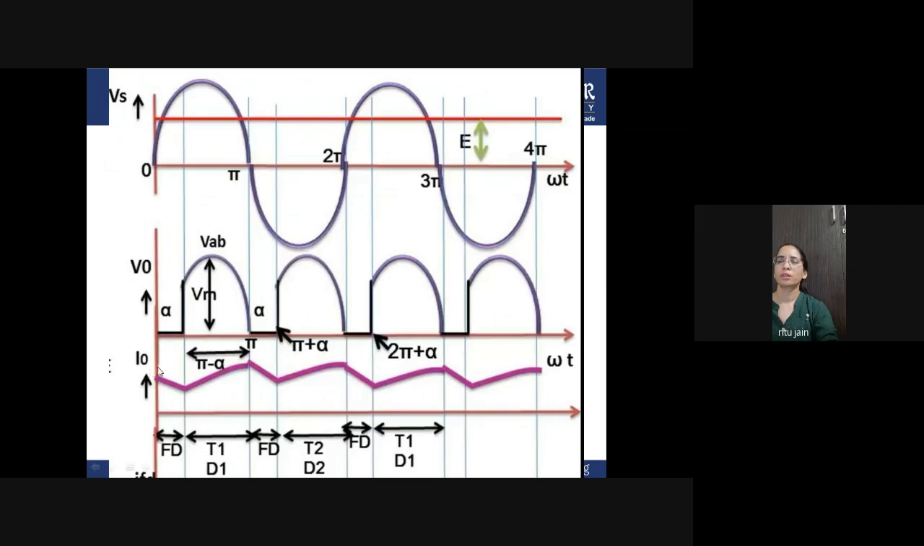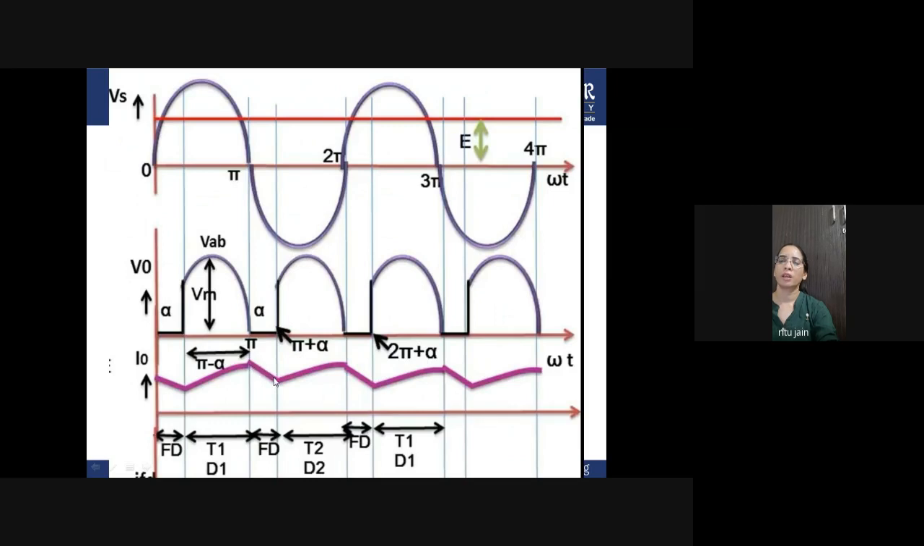If you talk about the load current, when T1 and D1 are conducting, the load current is increasing because the inductor is charging. When T1 and D1 turn off, current is still flowing through the freewheeling diode, and it is decreasing gradually just because of the inductor, because in this mode the inductor will oppose the change of current, and the energy which was stored during this positive cycle will be released through the inductor.